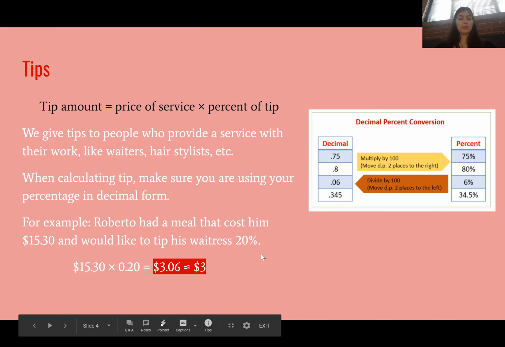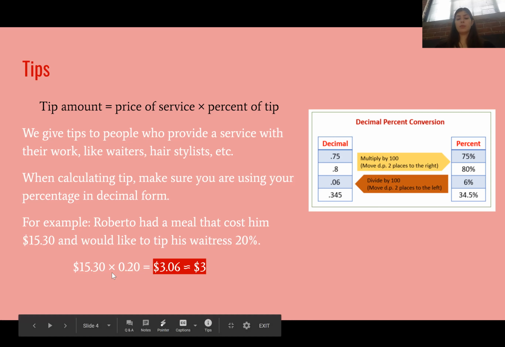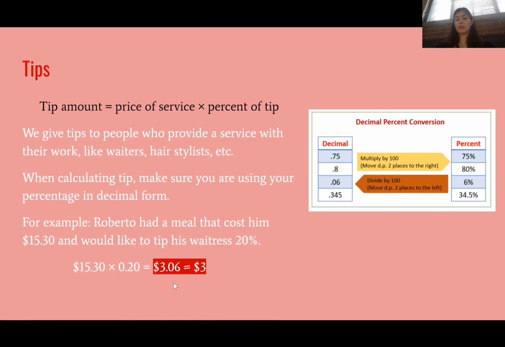So here's an example, right? Roberto has a meal that costs him $15.30, and he would like to tip his waiter 20%, right? So you're going to take that $15.30 that it costs for the service, $15.30 times 20%, which is written in decimal form as 0.20. You just plug that into the calculator and you're going to get 3.06, which is approximately $3.